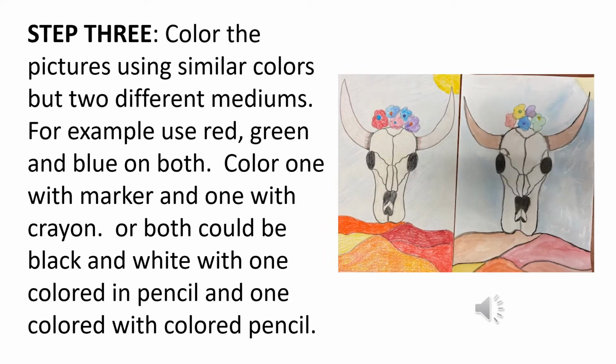Step 3. Color the pictures using similar colors but two different mediums. For example, use red, green, and blue on both. Color one with marker and one with crayon. Or both could be black and white, with one colored in pencil and one colored with colored pencil.